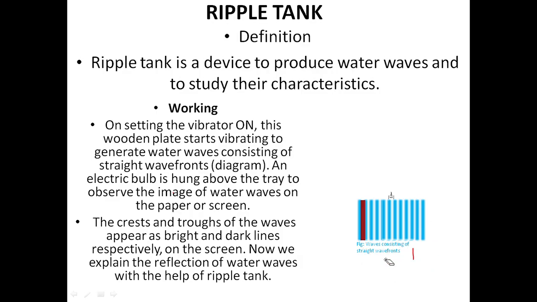If we want to see from the top, we can see that there are dark and bright fringes right over here, and the distance between two dark or light fringes is 1 lambda. So as the vibrator moves, the wave basically moves like this. Place a barrier in the ripple tank. The water wave will reflect from the barrier like so.